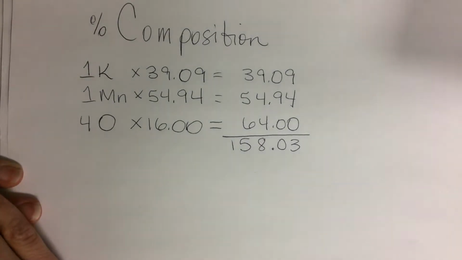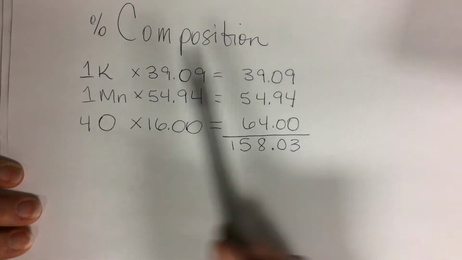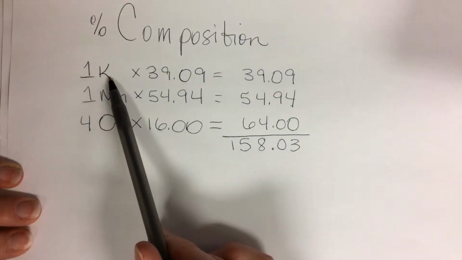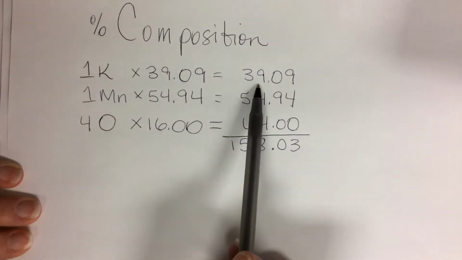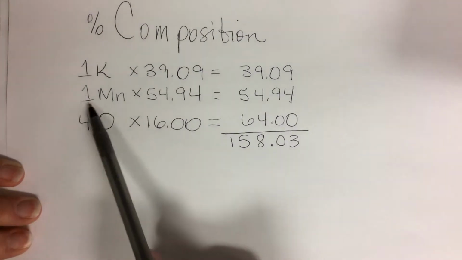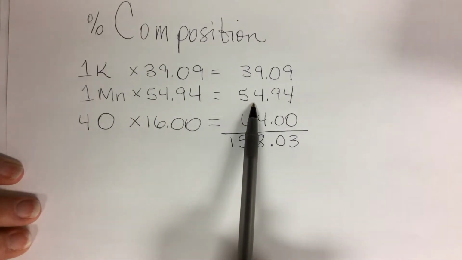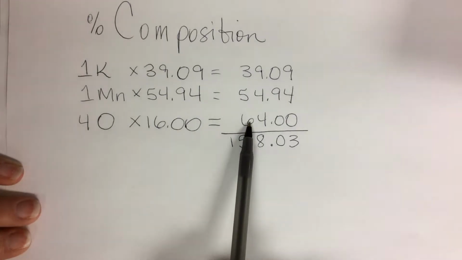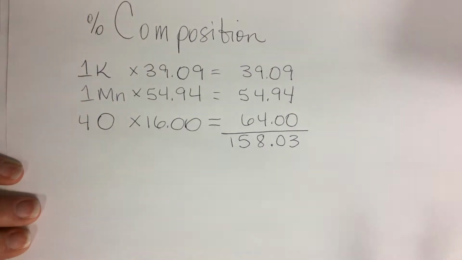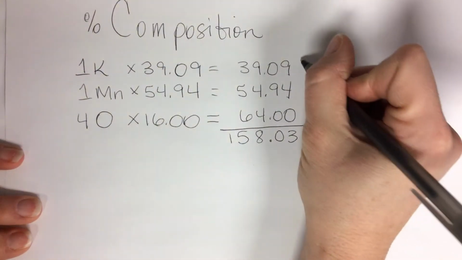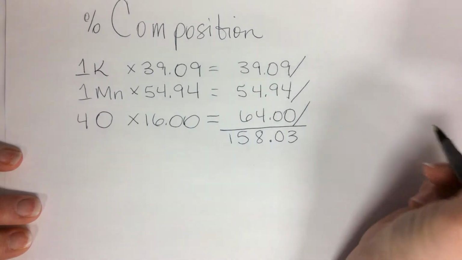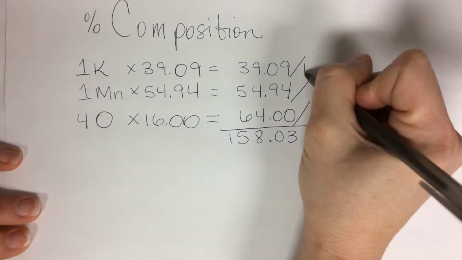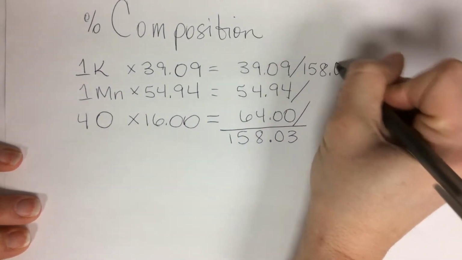Step two, divide the total mass of each element by the molar mass. What do I mean by the total mass? Well, I only have one K, and its total mass is still 39, right? I have one Mn, so its total mass is still 54.94. But I have 4 oxygens, so is its total mass 16 or is its total mass 64? 64. So here's the easiest way to show your work for these: just put a division sign right here and take that molar mass and put it on the bottom.